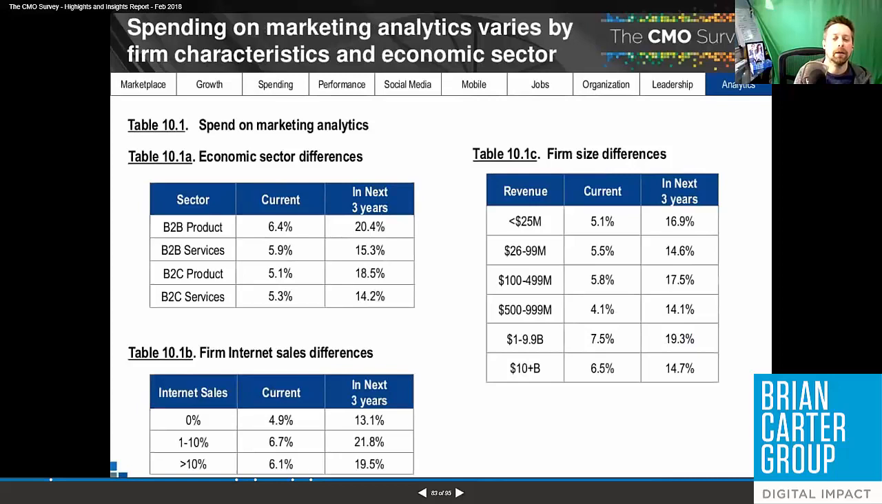Definitely spend. I love how they spend more the bigger they are in revenue, except between 500 million and $1 billion. Less. So once you get over $1 billion, you're like, dang, we really need to analyze this. Sometimes there may be pressure at different levels because now you're suddenly a public company or whatever.